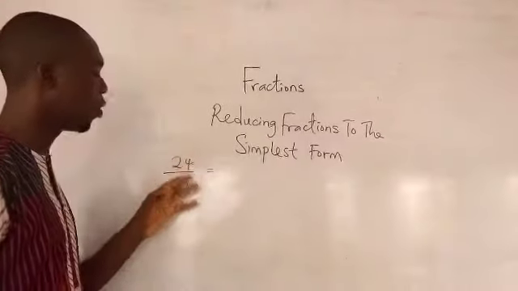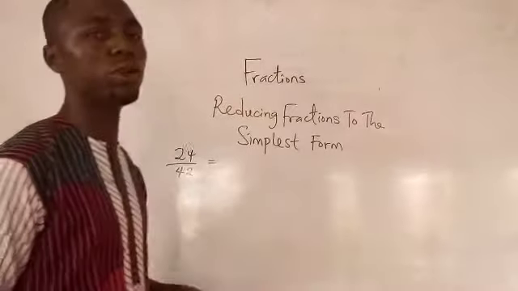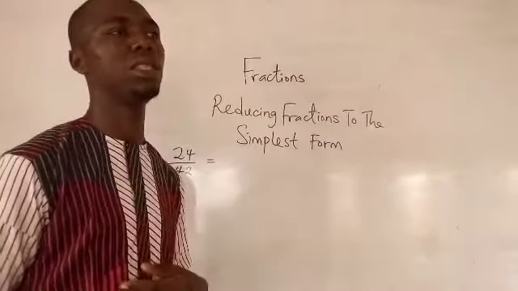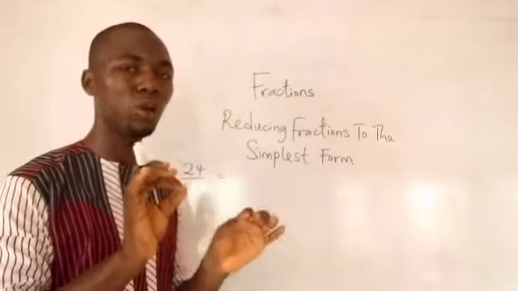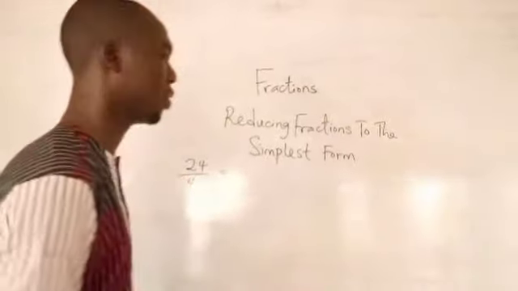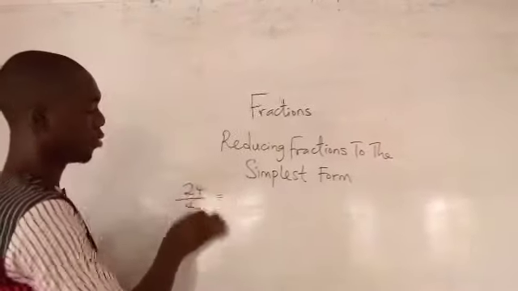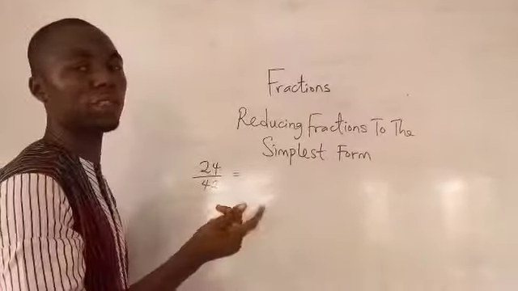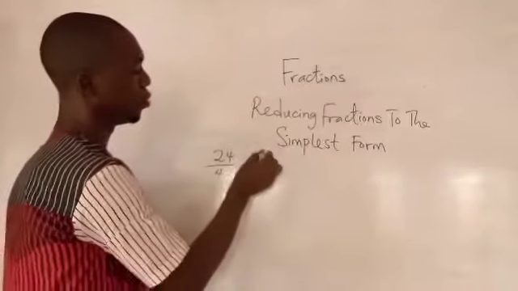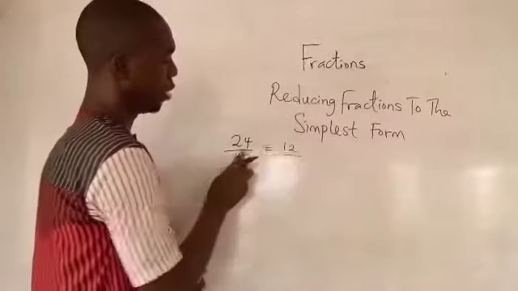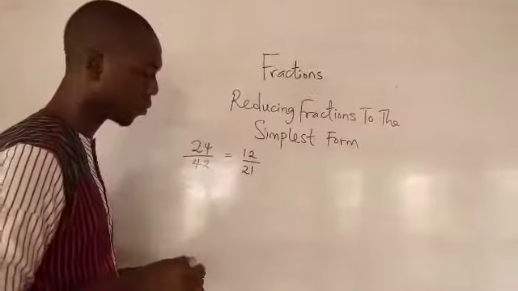We have 24 over 42. If it is not convenient to use large figures to divide both of them, we can start with small numbers. That is, if you look at 24 and 42, they are both even numbers. That means 2 can divide both of them. So if you divide 24 by 2, you have 12. And if you divide 42 by 2, you have 21.